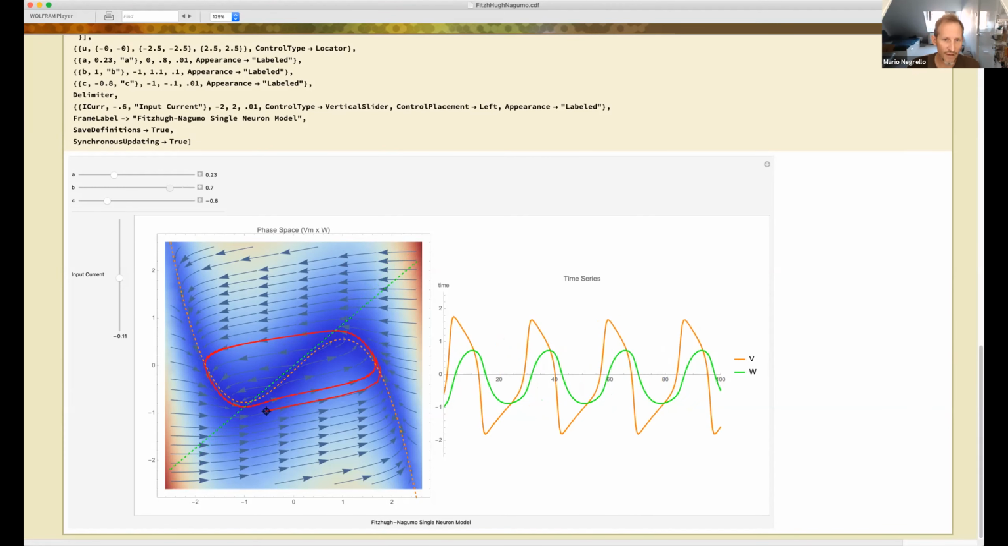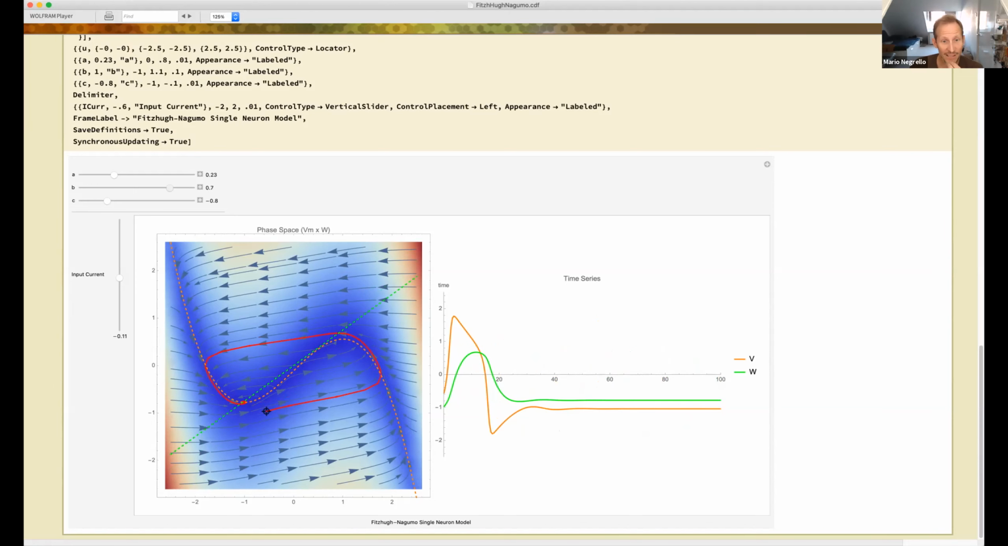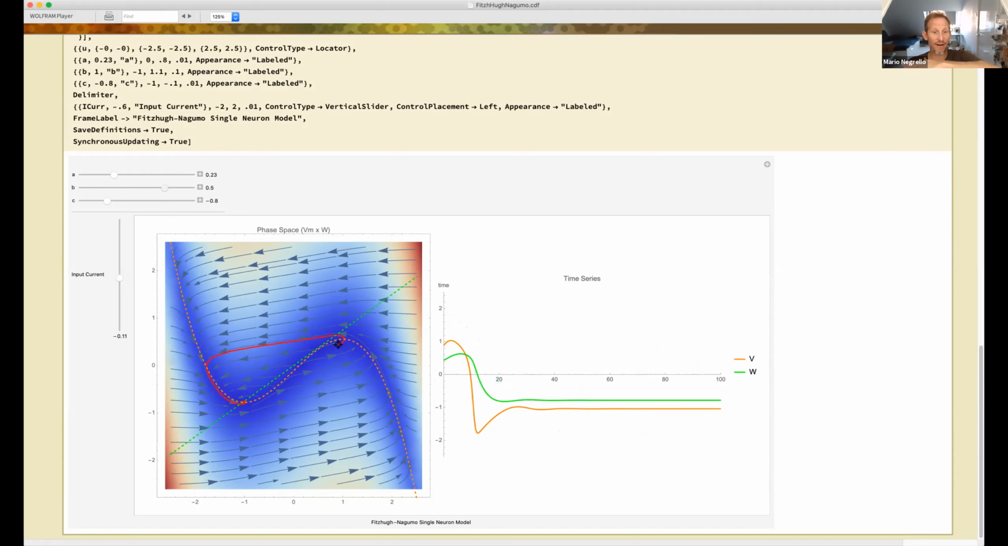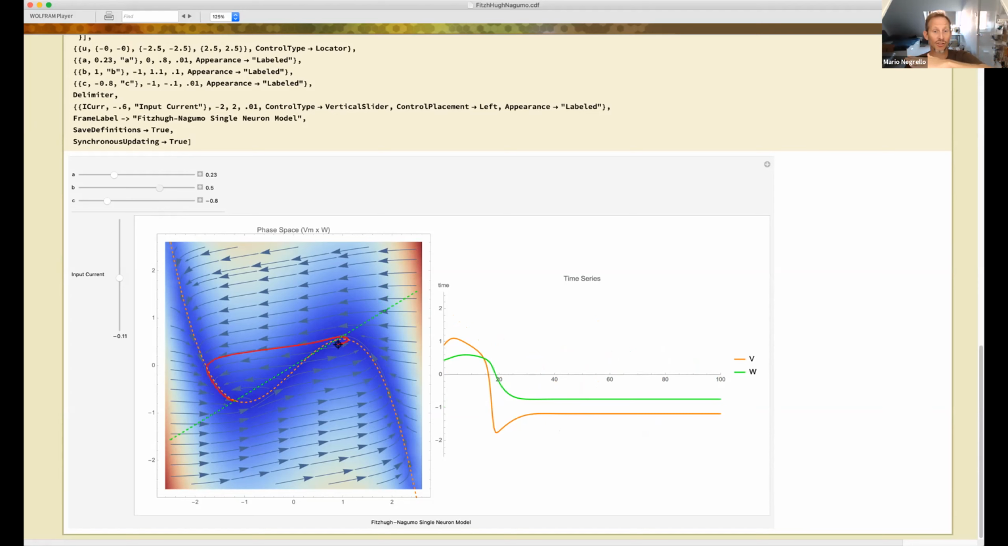Now, there are more things you can do here. If I change now not the baseline level of the V nullcline by adding and removing current, but I now change the slope of the refractory variable. That means I'm making the refractory variable slower.